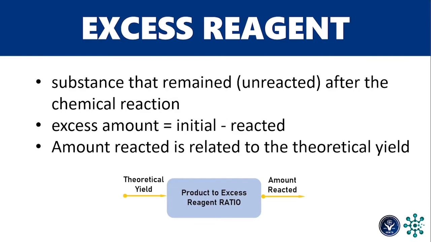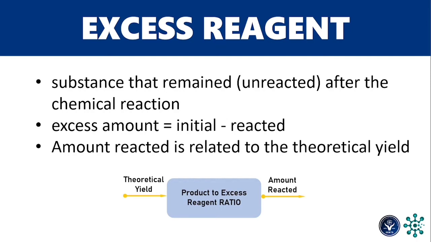The excess reagent is the substance that remained unreacted after the chemical reaction, or there is a certain amount of that substance that remained unreacted after the chemical reaction. Usually we are asked to get the excess amount, and it is calculated using the formula: excess amount equals the initial amount minus the amount that reacted. The amount reacted is related to the theoretical yield, which we can calculate using the process shown here.